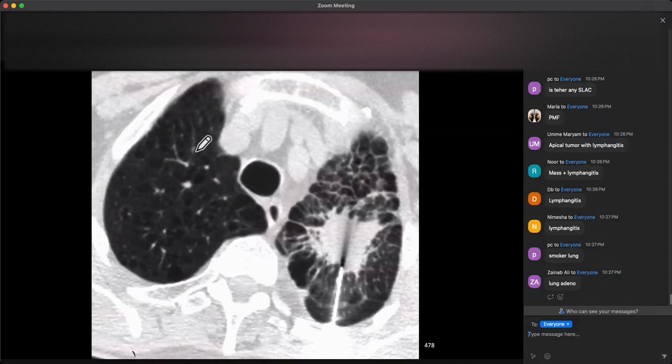And on the left-hand side, we've got centrilobular emphysema. That comes as no surprise because this patient is a smoker, so they are entitled to have emphysema, and the lung cancer is associated with the interlobular septal thickening that you see with lymphangitis carcinomatosa.